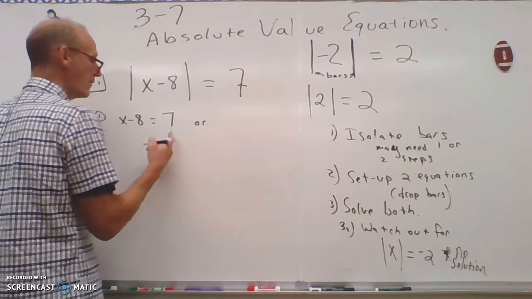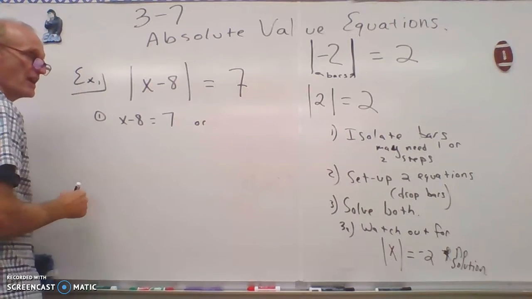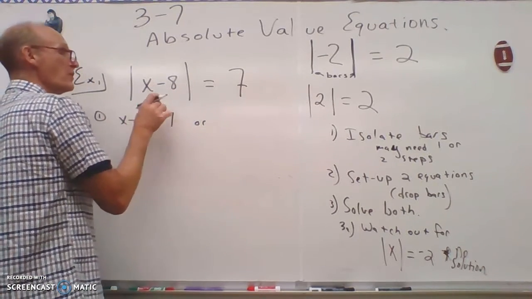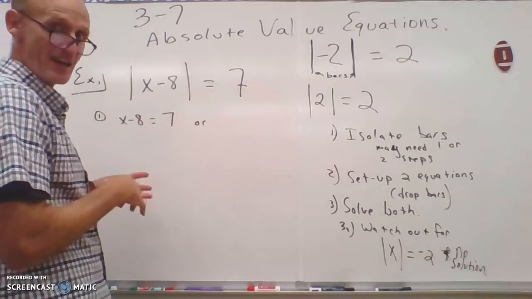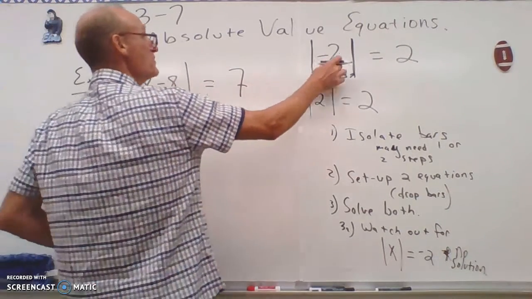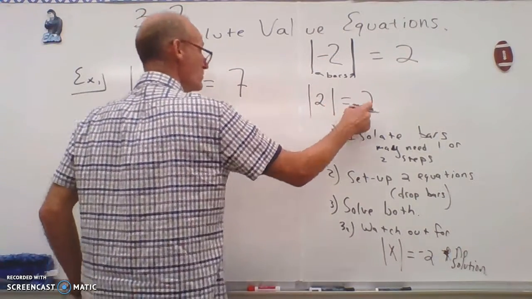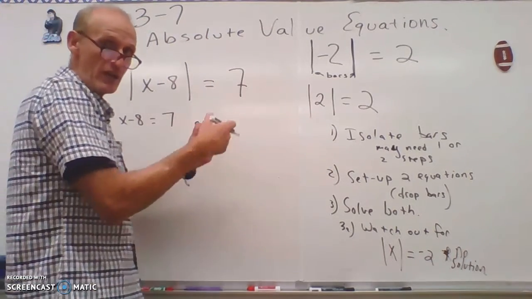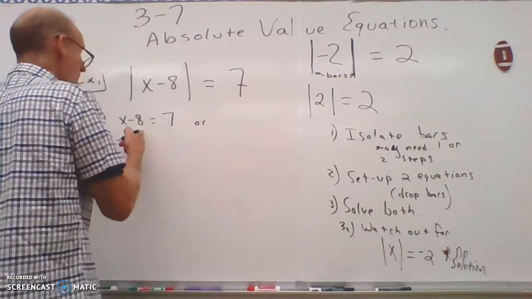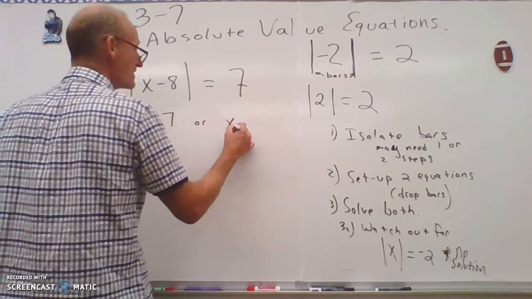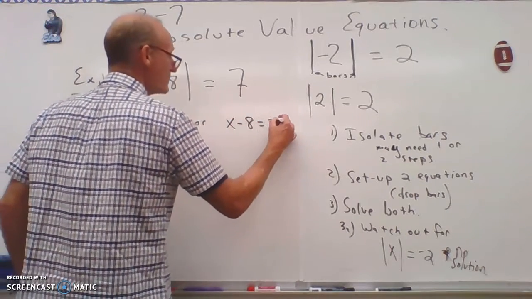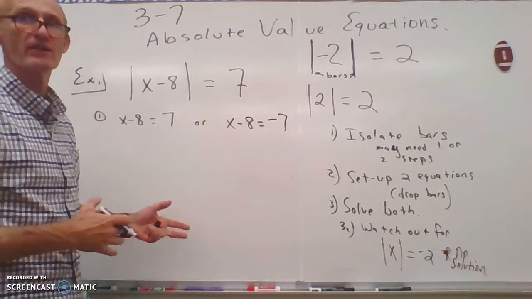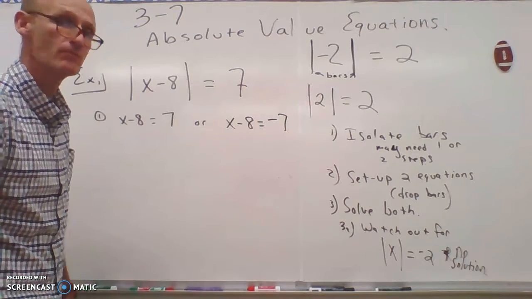Or, now you can't have the same equation, and since the absolute value of a number is both the positive and the negative, so the absolute value of negative 2 is 2, and the absolute value of 2 is 2, what's the other equation? Well, it's the negative of what it equals. So x minus 8 equals 7, or x minus 8 equals negative 7. Because the absolute value of 7 and negative 7 is equal.